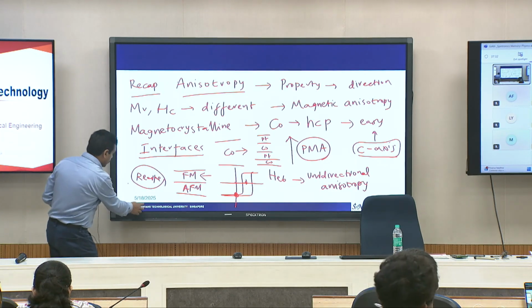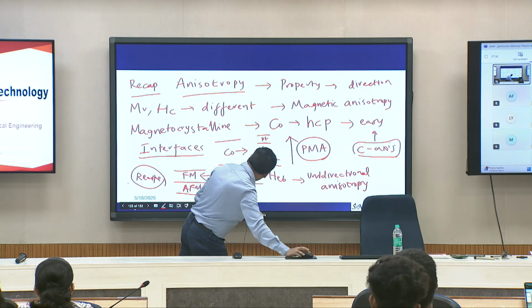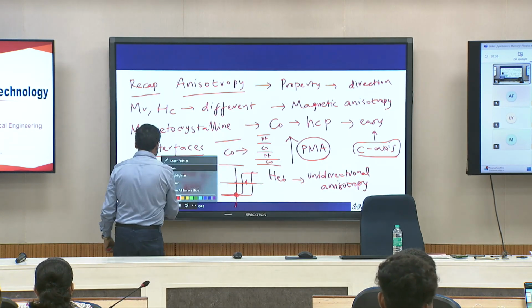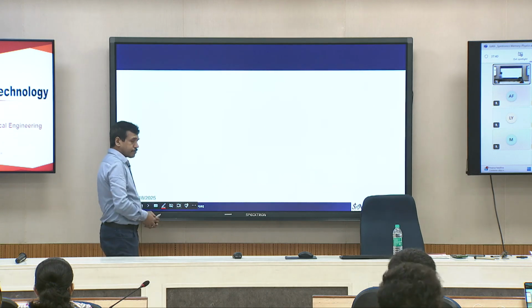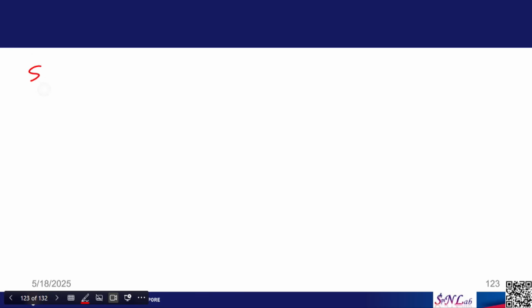Now, let us move on to the next part. Then we learnt about shape anisotropy.